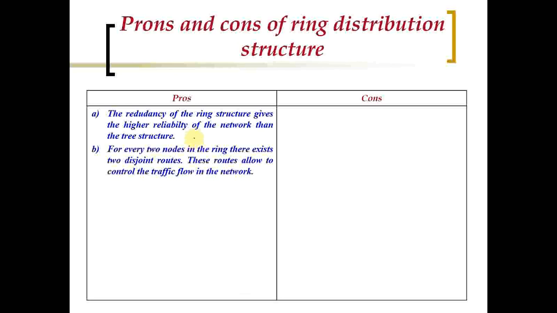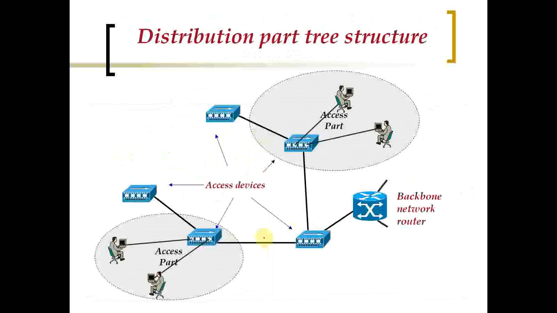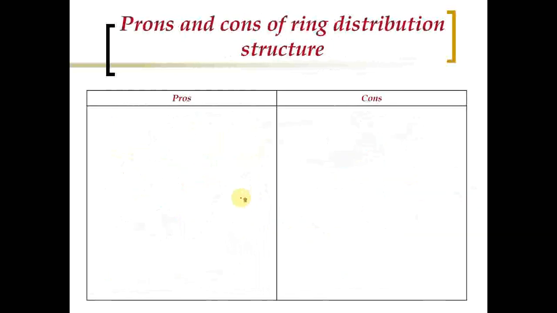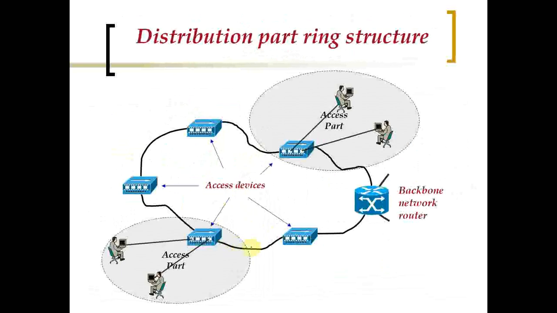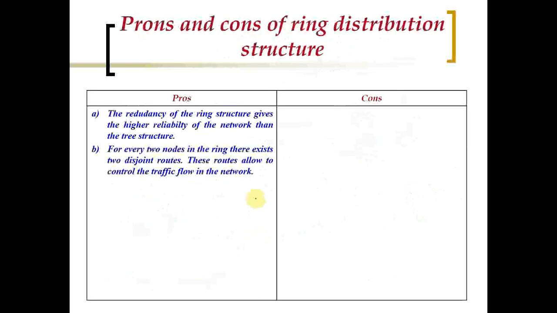So the pros for the ring are, as you can see, that the redundancy of the ring structure gives higher reliability of the network than the tree structure. Of course, this is what I said. When you check it here, for example, if you have a fiber cut here, you have those people just unconnected. So the ring structure gives us this redundancy. If we have a fiber cut here, we can still reach those guys with the second route. For every two nodes in the ring, there exist two disjoint routes. These routes allow control of the traffic flow in your network.